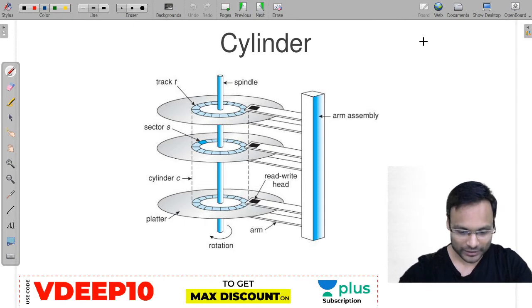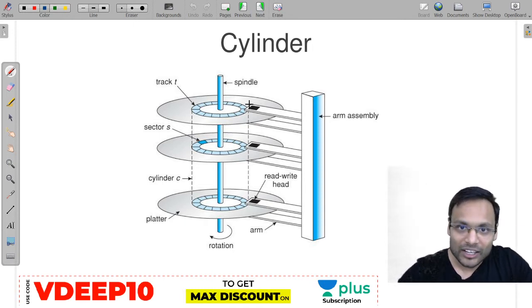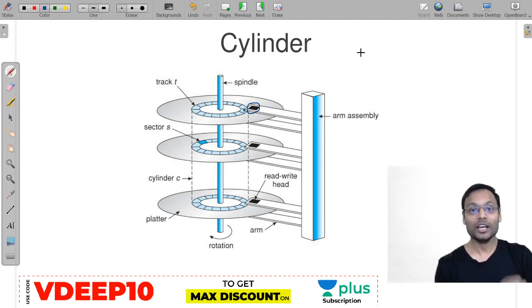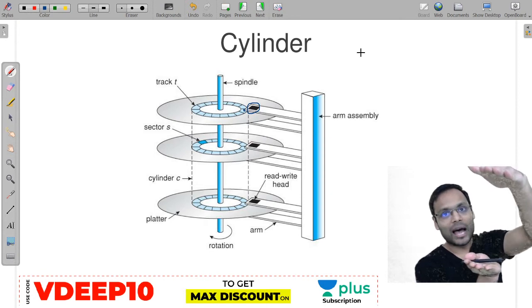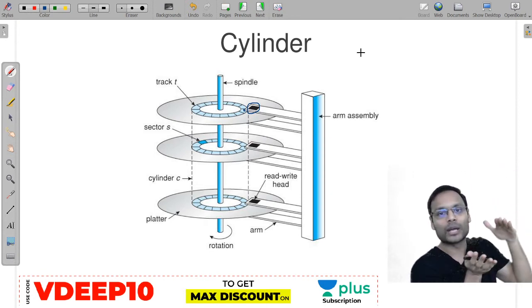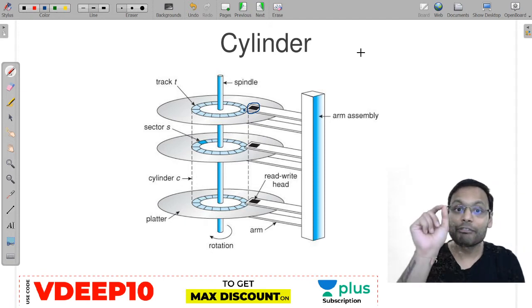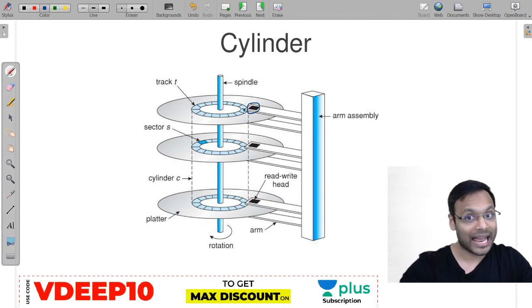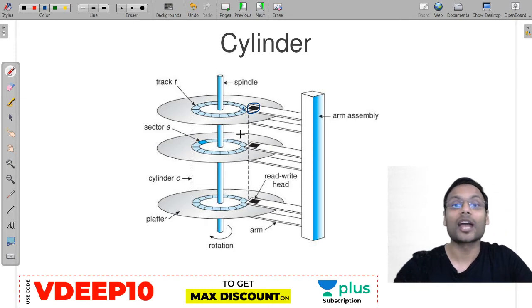Look at this particular thing. Suppose this read-write head is here on this particular track. Then you know what happens? All the read-write heads will move together. If one read-write head or one arm is moving, then all the arms move together this way. So if I say this read-write head is on the innermost track, all the read-write heads will be on the innermost track only.